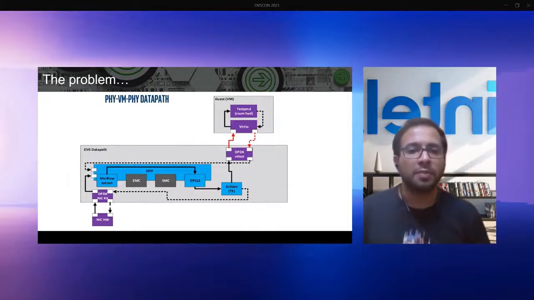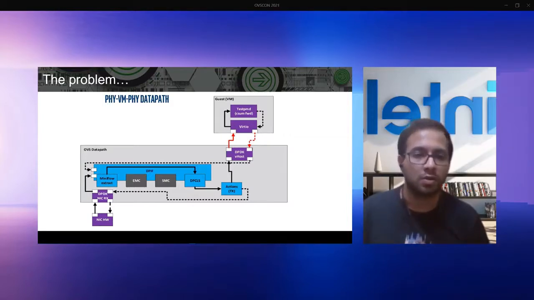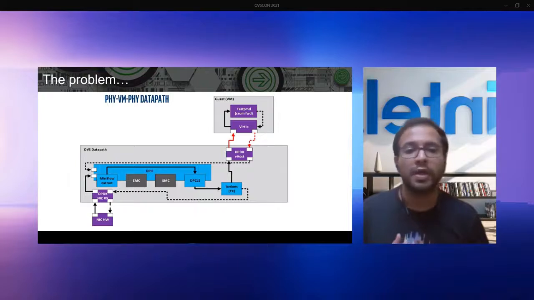So if we take a look at the PVP data path today, where the packet flows through the NIC onto the DPDK port, through the switching logic, and then to the vhost port, where the packets are then copied onto the VM. VM does some processing, after which the packets are again copied onto the host, and the packet all the way reaches the NIC back again.